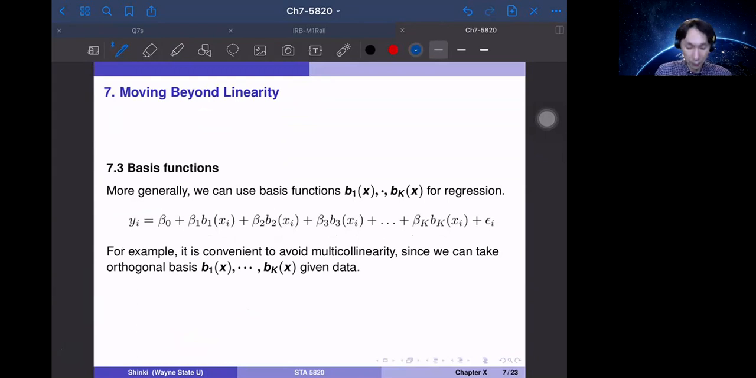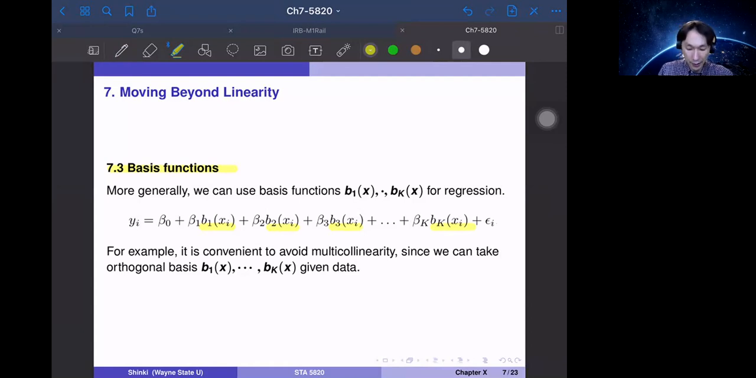Okay, so now we go to the next section, I think this is the new section. Basis functions. Basically, we generalize the idea of the step functions, and we now have functions b1 to bk. This may be polynomial, for example, bi may be x to the ith power, or just an arbitrary function.